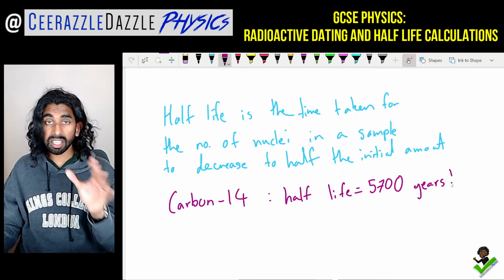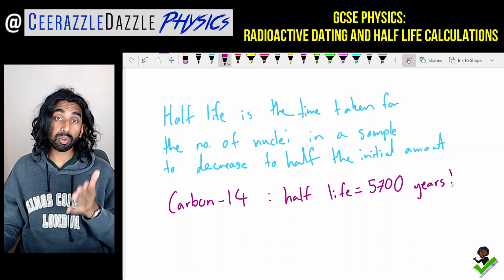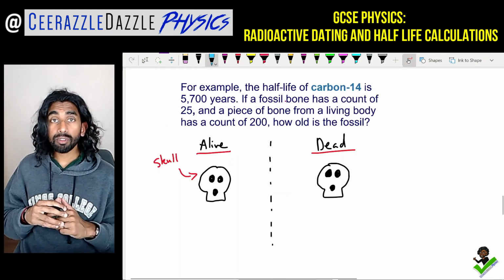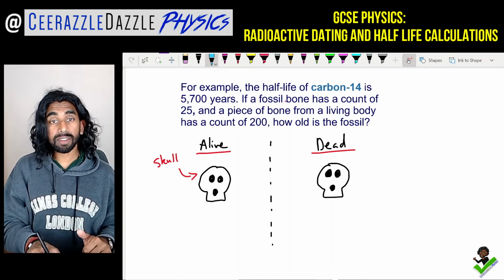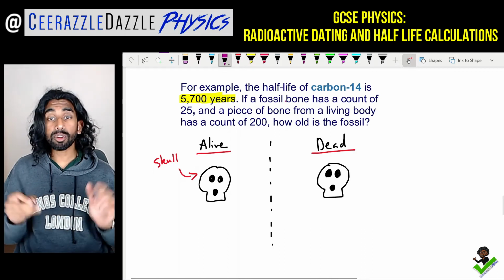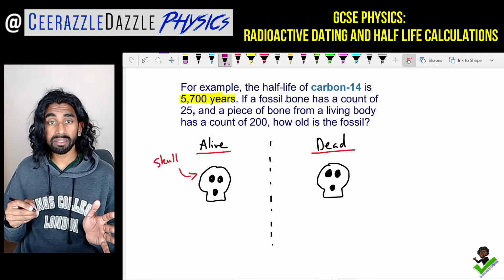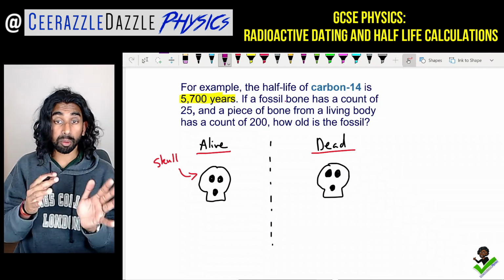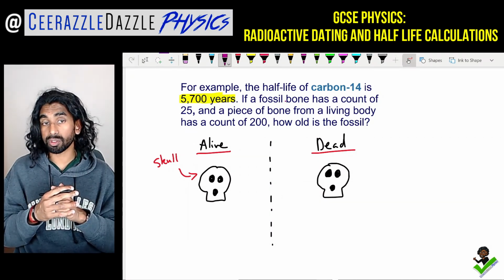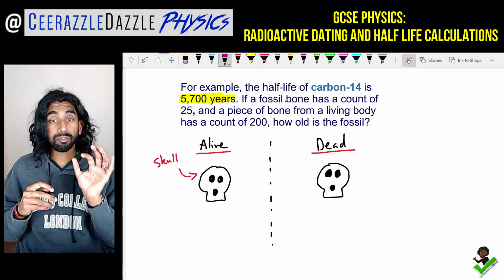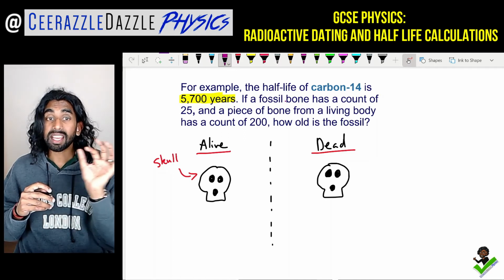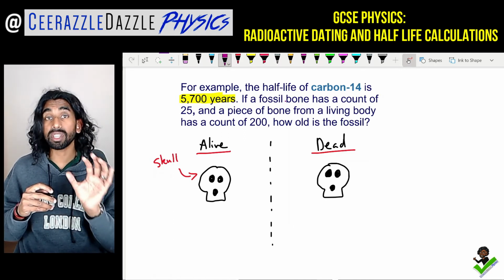Right, the best way to look at it is obviously by doing a question, and here is the question we're going to be looking at right now. Example 1. The half-life of carbon-14 is 5,700 years. If a fossil bone has a count of 25, and a piece of the bone from a living body has a count of 200, how old is the fossil?